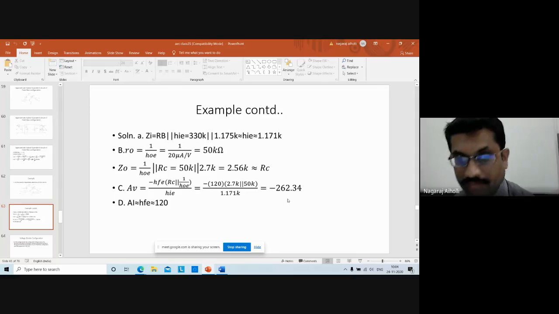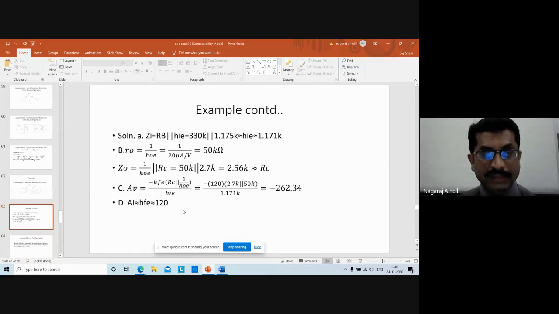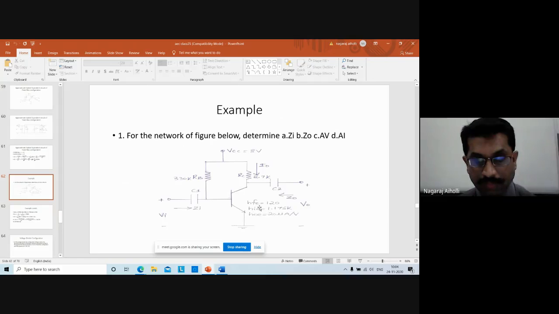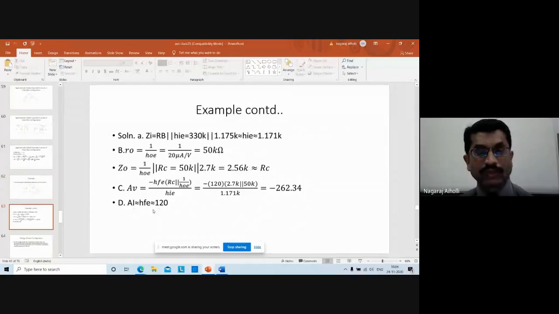Yes, sir. Okay, fine. Then the last part is current gain, AI, we have to calculate. AI is approximately equal to HFE. HFE is already given in the problem: 120. That is nothing but the beta value. In the re model we take it as beta, and in the hybrid model we take it as HFE. That is the only difference. Therefore, current gain is approximately equal to HFE, approximately 120. We have calculated the performance parameters ZI, R0, Z0, AV, and AI.